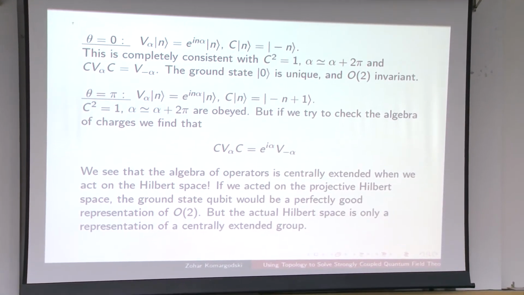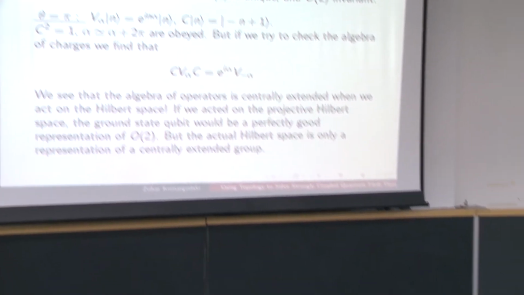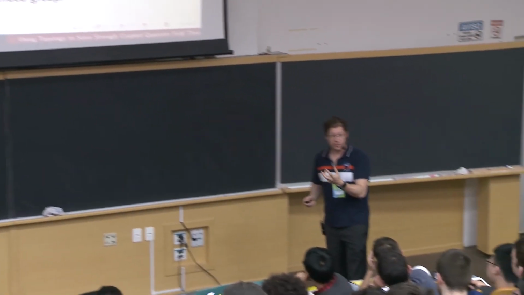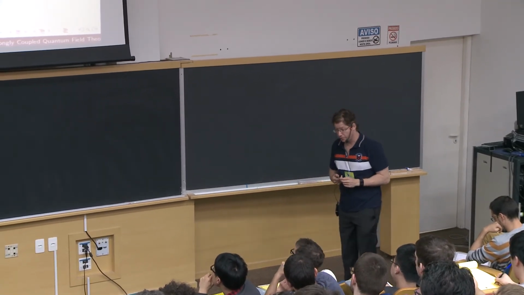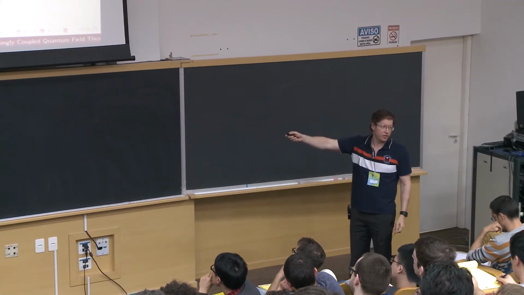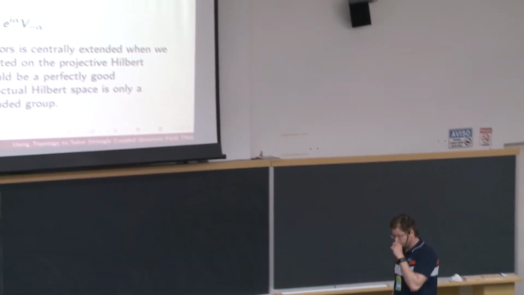So mathematically, you could say that the projective Hilbert space is a representation of O2, but the full Hilbert space is not. The full Hilbert space is in a certain representation of a central extension of O2. If you ever learned about two-dimensional conformal field theories, there's a central extension, which is the central charge, which is very common in discussions of CFT in 2 dimensions. This is the same thing, just in quantum mechanics. This is a central charge in quantum mechanics.